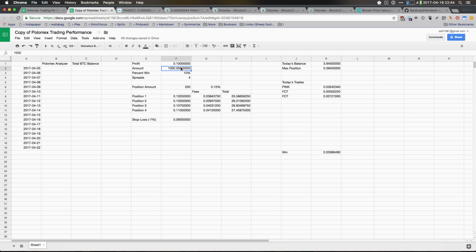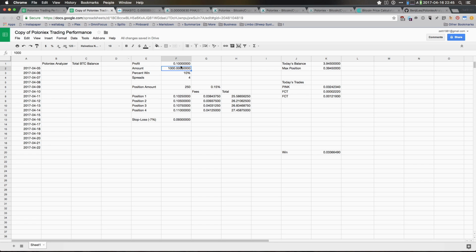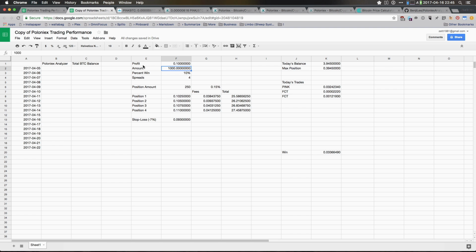The way you get these two numbers, you need to go to Poloniex, your trade history. You go into a coin and then select all the buy orders which you consider to be part of one trade. Then you go up here and you find your break-even price. You take this price and paste it in right here. Then you go to your trade history again, take how many coins you've bought, and paste them in the amount box.